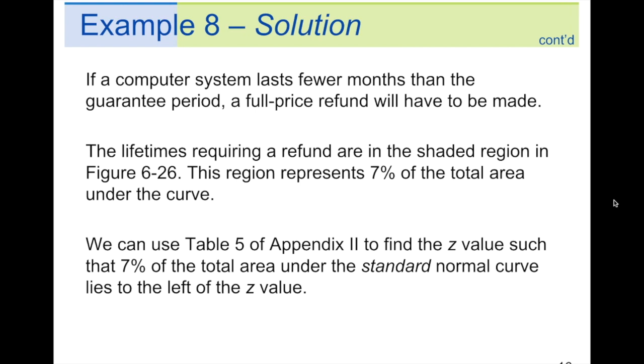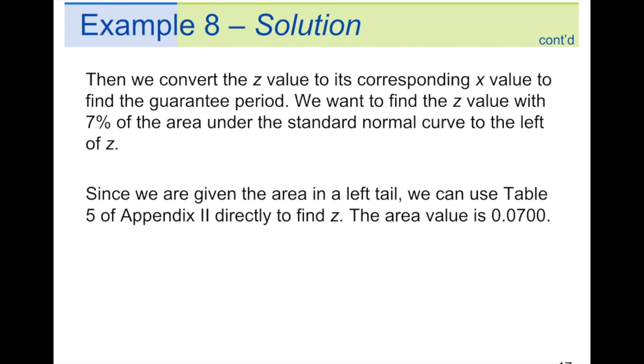If a computer system lasts fewer months than the guarantee period, a full price refund will have to be made. The lifetimes requiring a refund are in the shaded region in the figure. This region represents 7% of the total area under the curve. We can use Table 5 of Appendix 2 to find the z-value such that 7% of the total area under the standard normal curve lies to the left of the z-value. Then we convert the z-value to its corresponding x value to find the guarantee period.